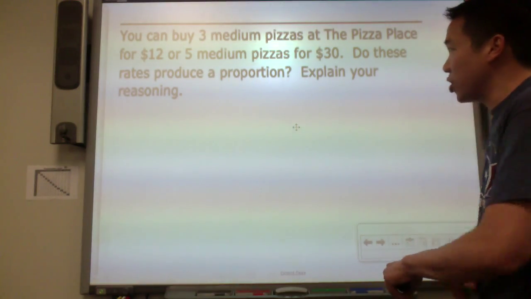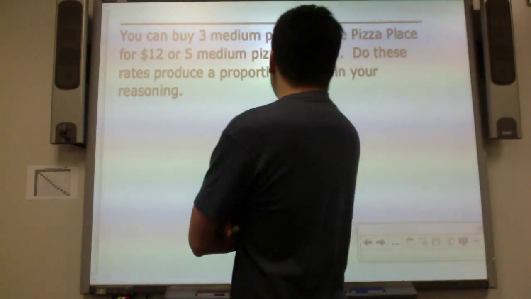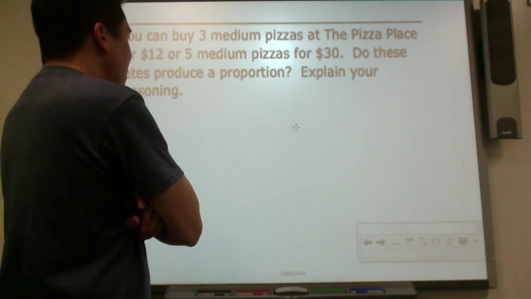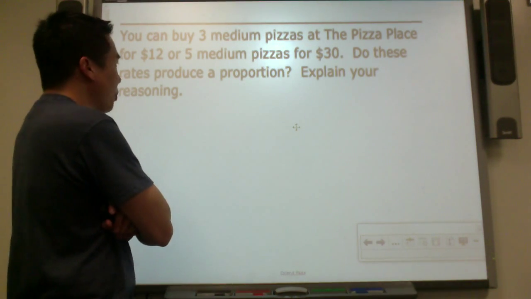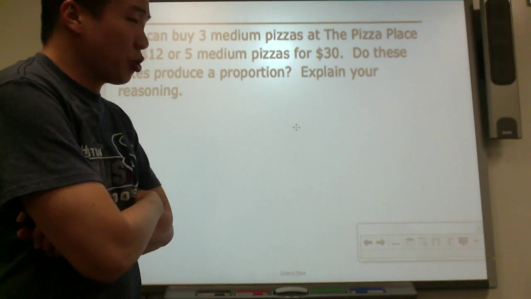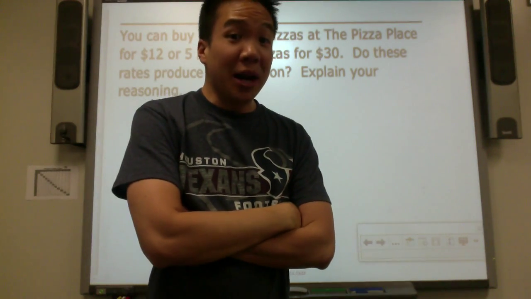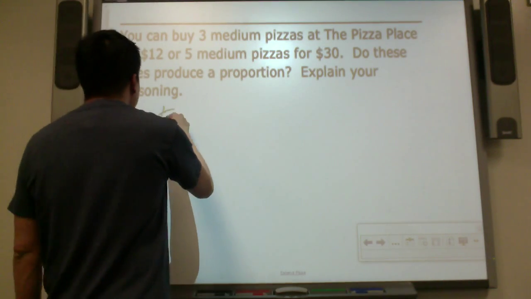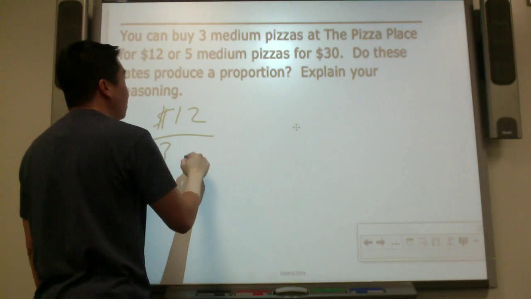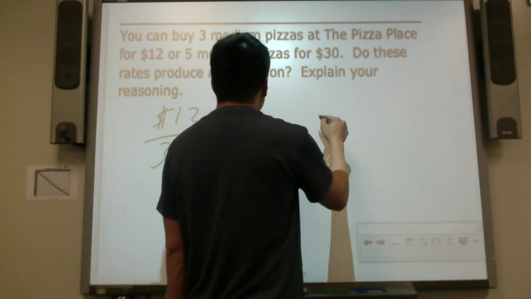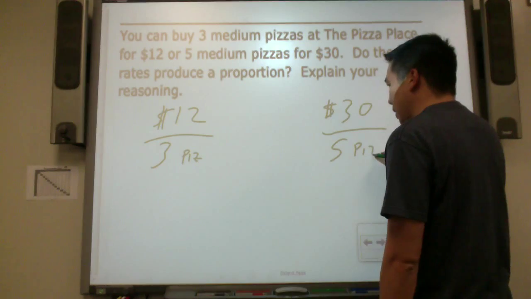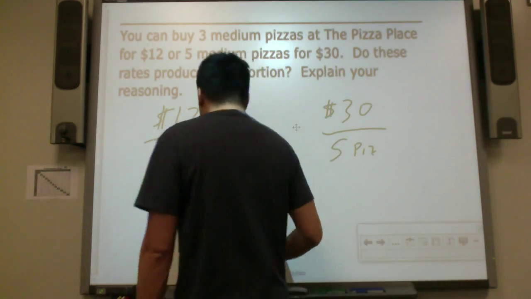So let's answer a question. You can buy 3 medium pizzas at the pizza place for $12, or 5 medium pizzas for $30. Do these rates produce a proportion? That means, are these two prices with the number of pizzas equivalent to each other? Let's see. So pizza place, $12 for 3 pizzas. The other store sells $30 for 5 pizzas. Are they equivalent?